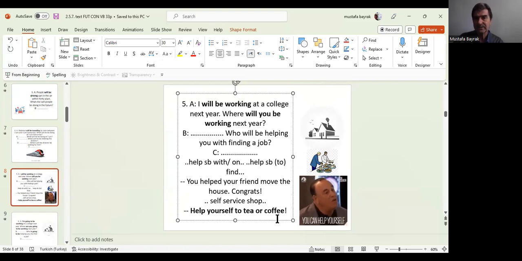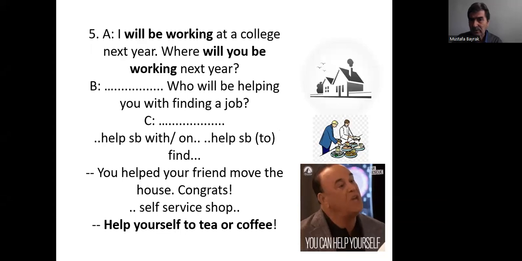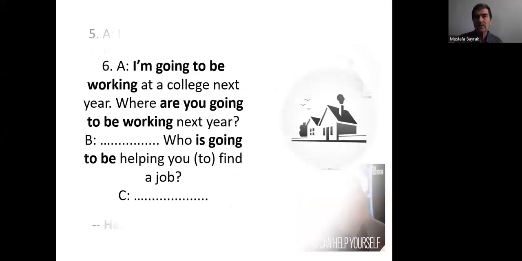This is like this. What does the gift say? The gift says you can help yourself. You can help yourself because this is a self-service restaurant. You can help yourself to tea, to coffee, to meal. Okay.